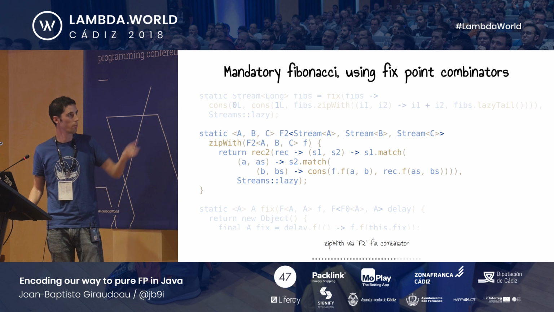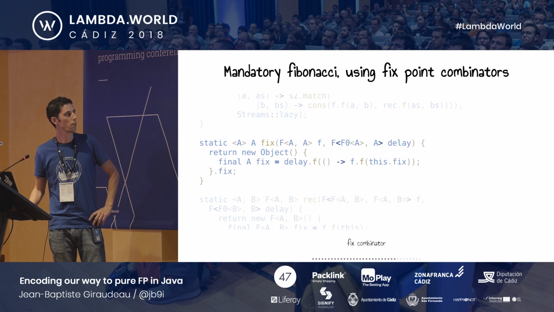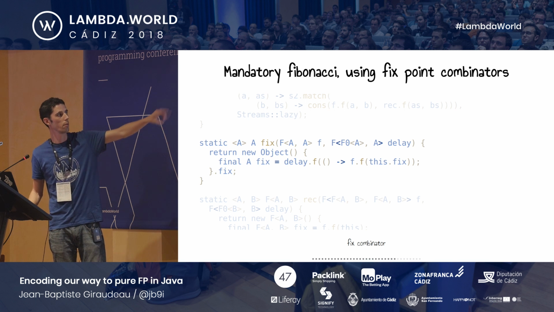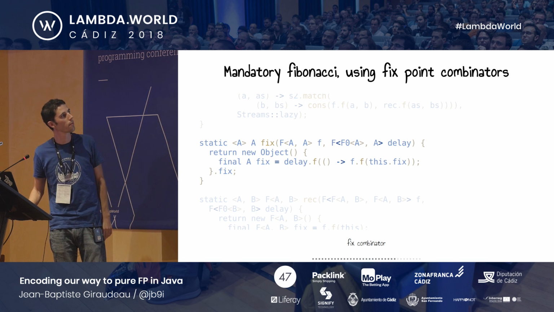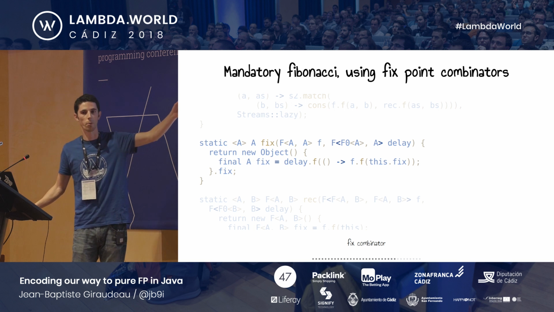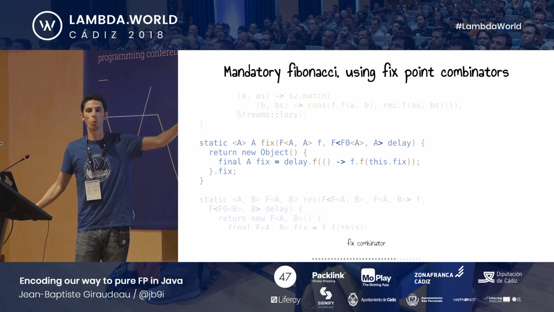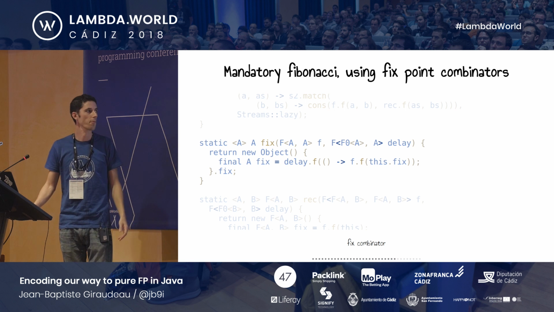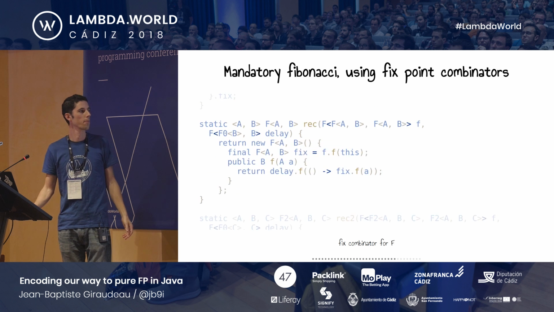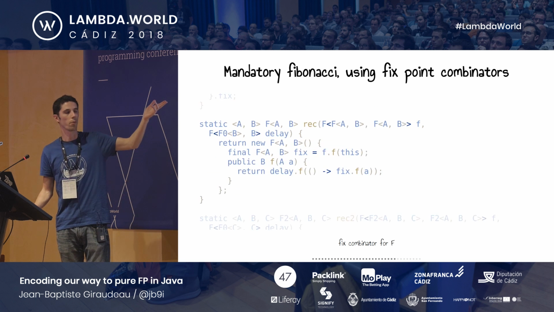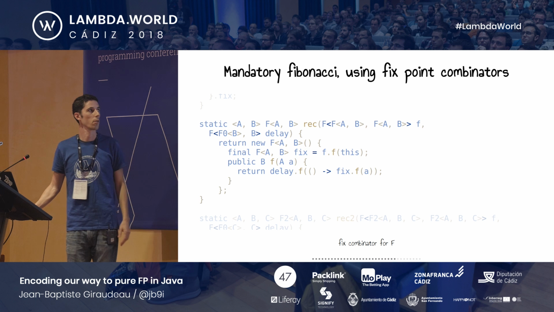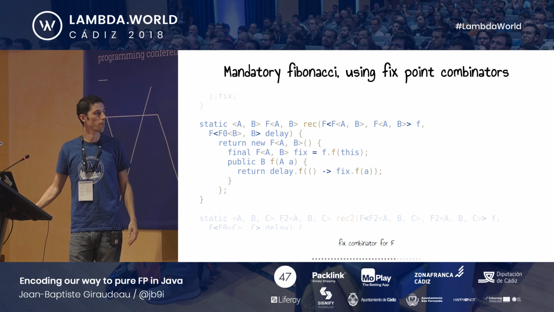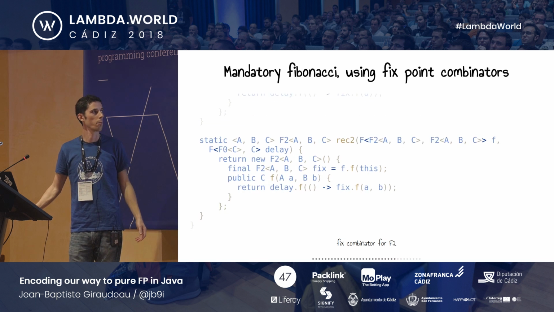So here's a zipWith implementation and the fixed combinator. It's a function from A to A. It only works because we have the lazy constructor. Of course, otherwise it blows the stack. We have the same kind of combinator for A function and for B function.